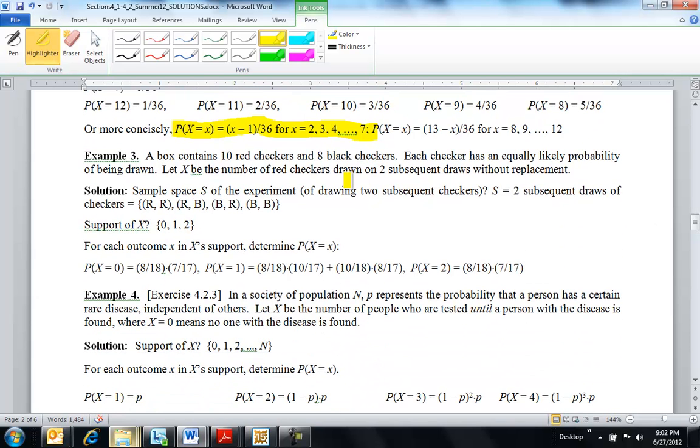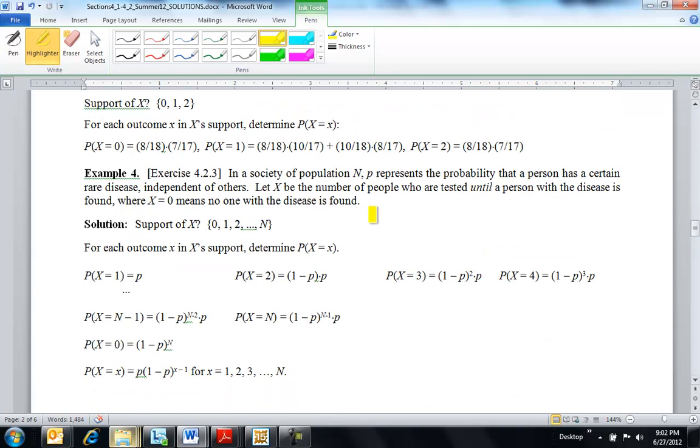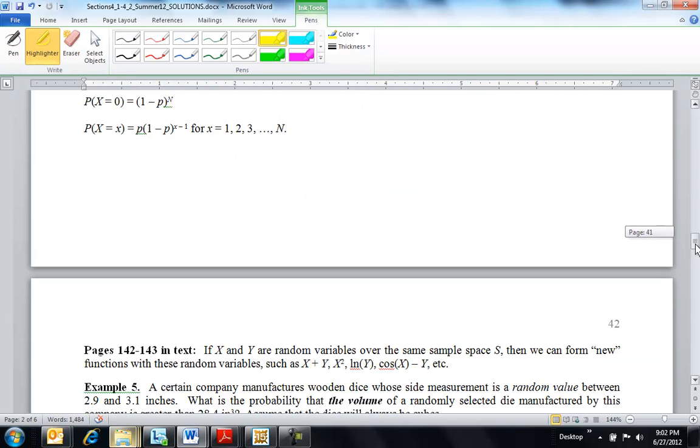Here's again: draw checkers from a box, how many of them are red? Or count how many people in a society you have to test until you find a certain disease. All random, right? The random variable could be that no people have it, or 1, 2, 3 you have to test.